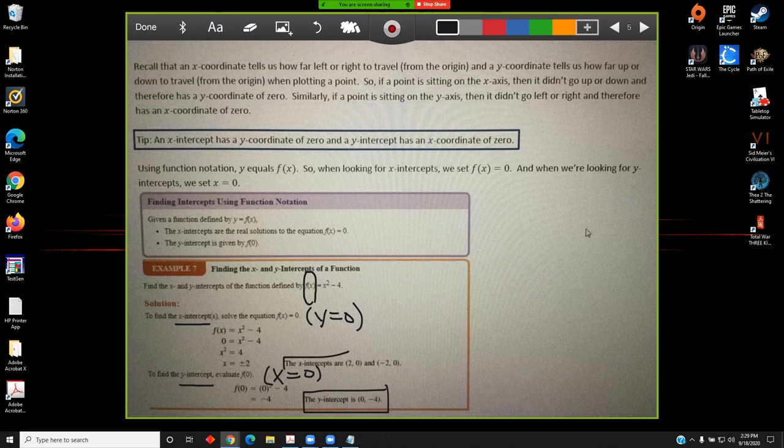This is how we find x and y intercepts from an equation. To find x-intercepts, replace y or f of x with 0. To find y-intercepts, replace x with 0.